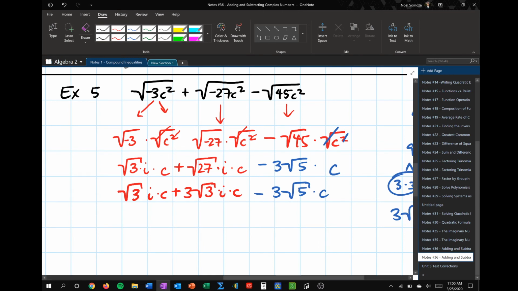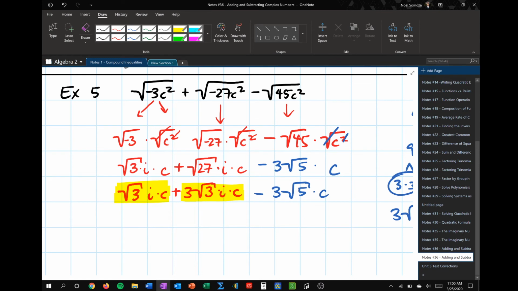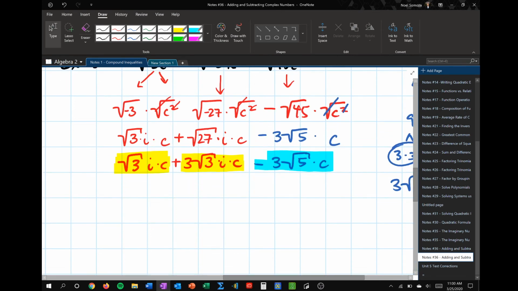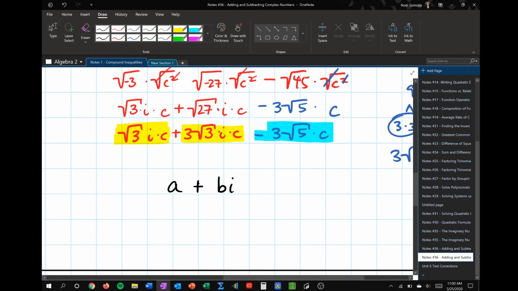These right here, because they have i, make them imaginary numbers, which means you can only combine them with other imaginary numbers. This one is not imaginary, right? It has c, but it doesn't have i, making it a real number, okay? Now remember how numbers are supposed to look. It's supposed to be a plus bi, which means that the real number goes in the front. So we got to do a little bit of a transformation here. We got to bring the real number front, so that'll be negative 3 root 5 c, okay?